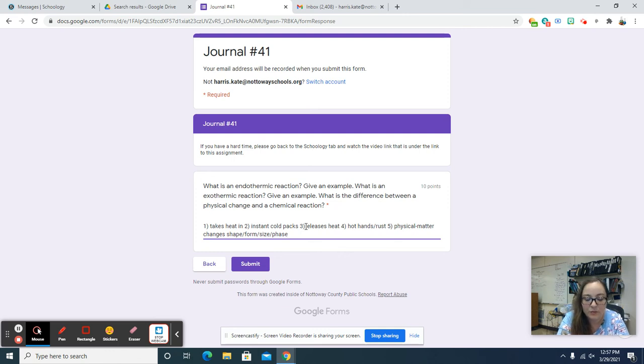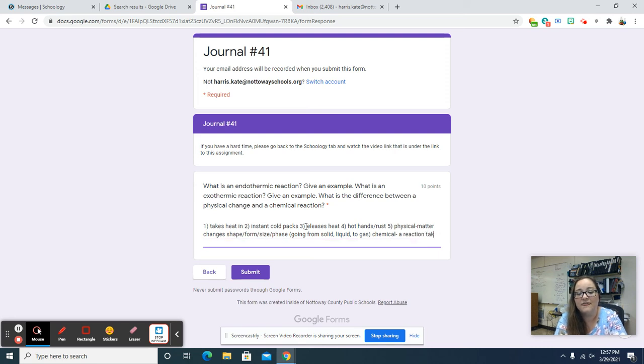So if you need to remember that phase change means going from solid to liquid to gas, you need to include that. If you know what a phase change is, then you don't have to include that part. But if you don't, I definitely want you to put it in there to help you remember. And then a chemical change is one where a reaction takes place that creates a new substance with new properties and can't be easily reversed.